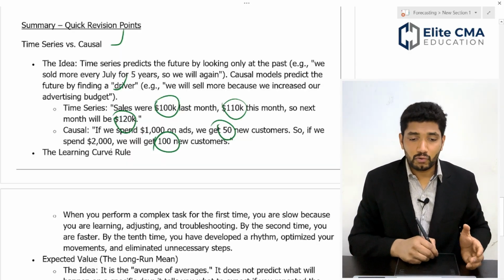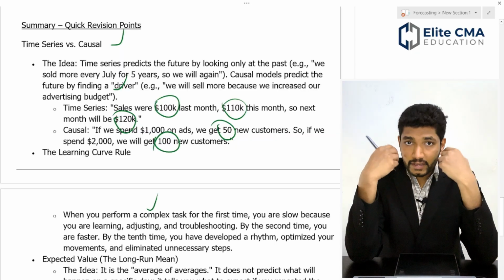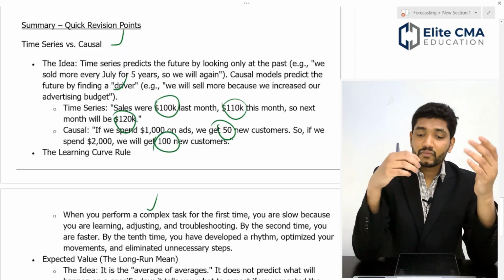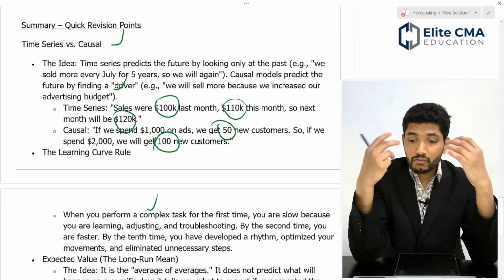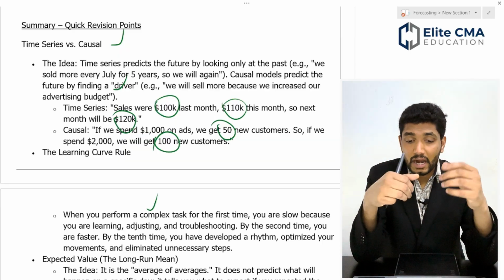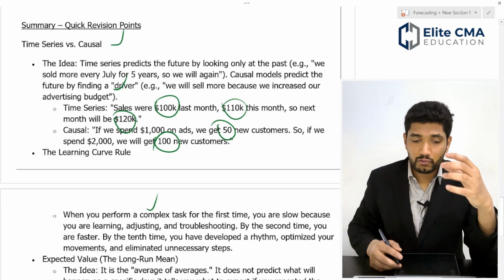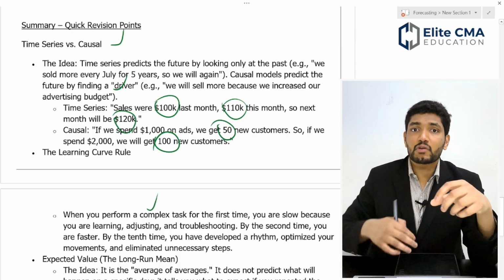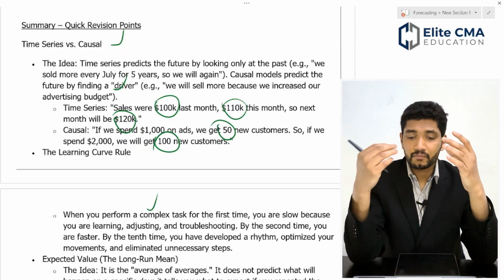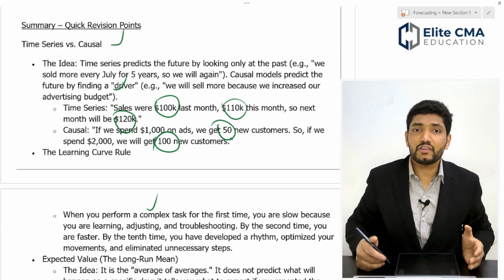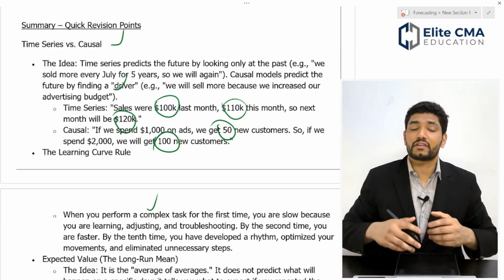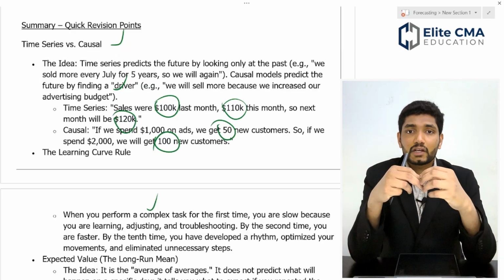Then the learning curve rule. Learning curve means once you are doing a complex task for the first time, you will be slow because you are learning, adjusting and troubleshooting. By the second time you will become faster. By the third time you will improve your efficiency again. This efficiency or this learning is called the learning curve model.